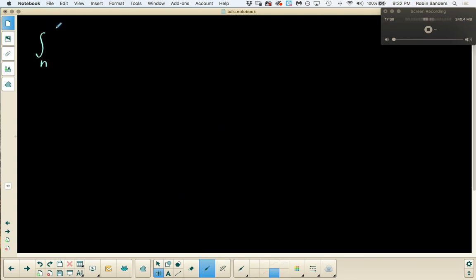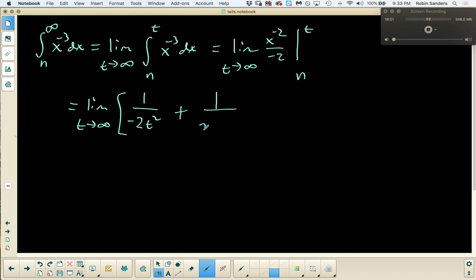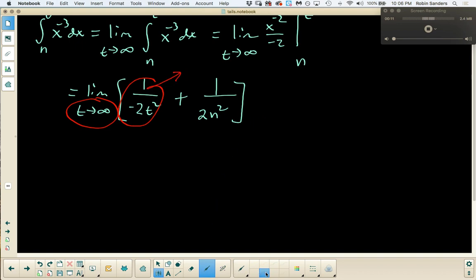So the integral between n and infinity of x to the minus 3 dx, that looks just like the previous ones that we've done. We set it up as a limit as t goes to infinity from n to t of x to the minus 3 dx, and we're still going to get the limit as t goes to infinity of x to the minus 2 over minus 2 evaluated between n and t, and this time the limit is going to look very similar to the previous ones. It will look like 1 over minus 2 times t squared minus a minus 1 over 2n squared. Now as we take the limit as t gets big, we want to notice that this fraction goes to 0. So when we pass to the limit, we wind up getting a limit of 1 over 2 times n squared.